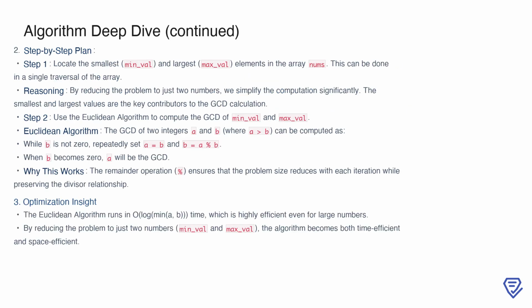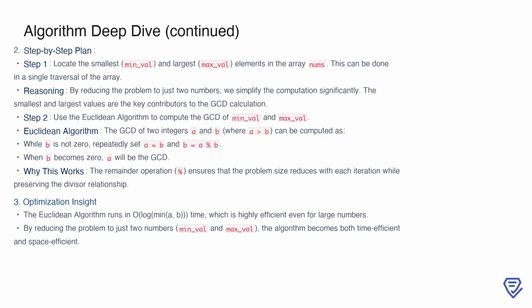Now, let's break the solution into a clear, step-by-step plan. First, we locate the smallest and largest values in the array, which we'll refer to as min_val and max_val. This can be done efficiently in a single traversal of the array. The reasoning here is simple. These two values are the key contributors to the GCD computation.